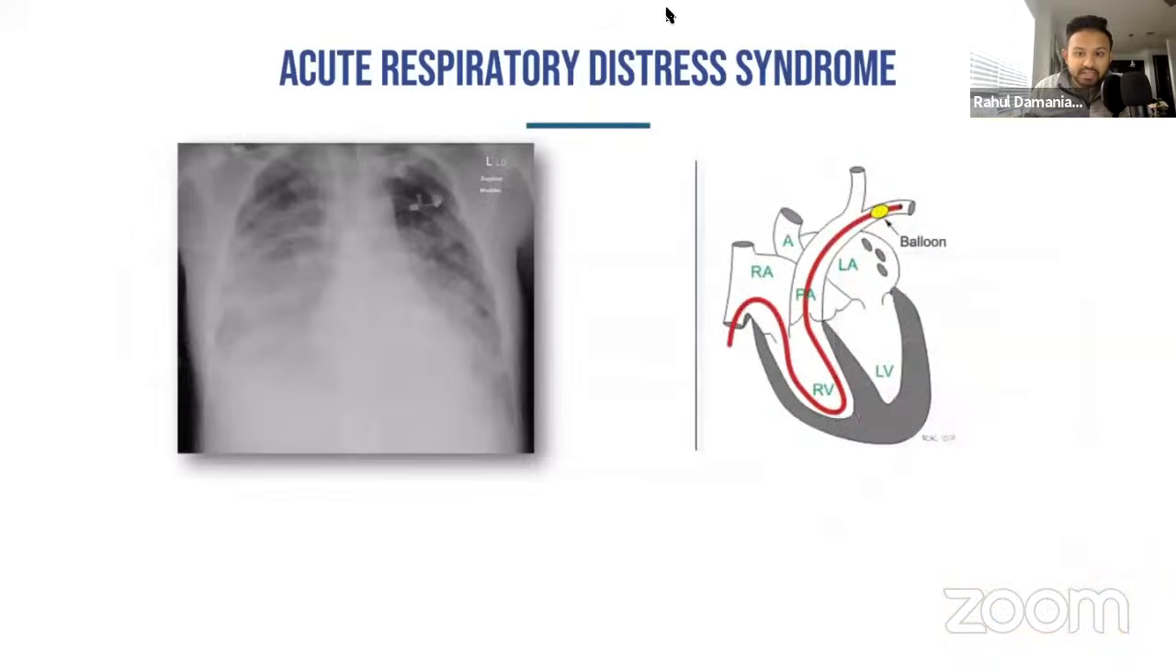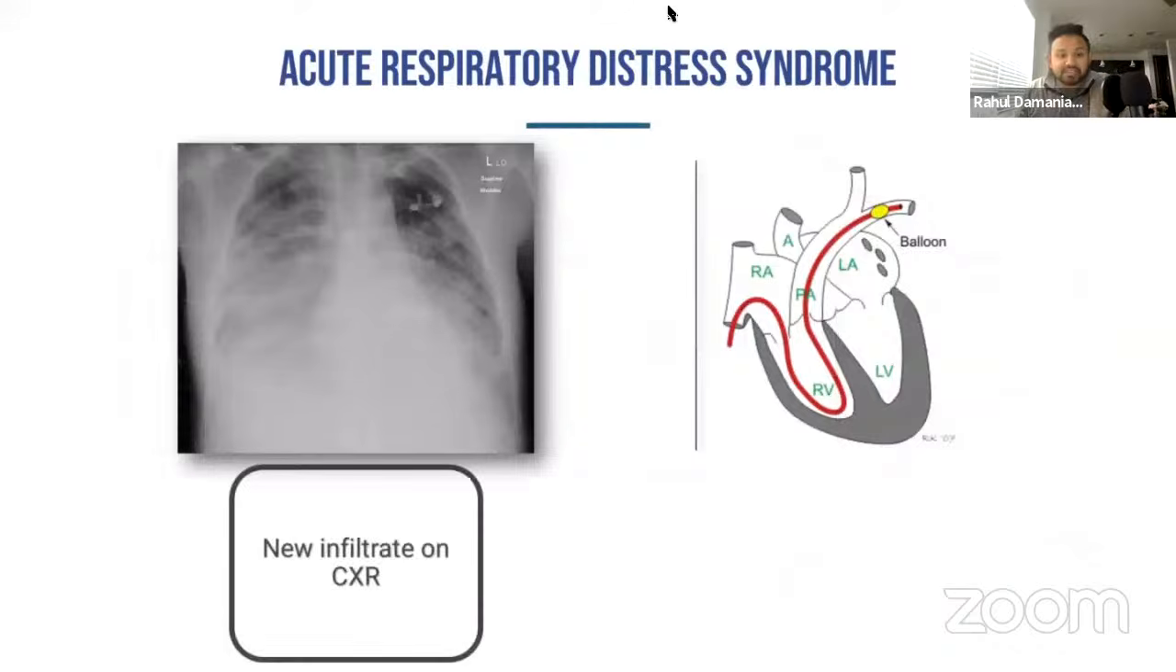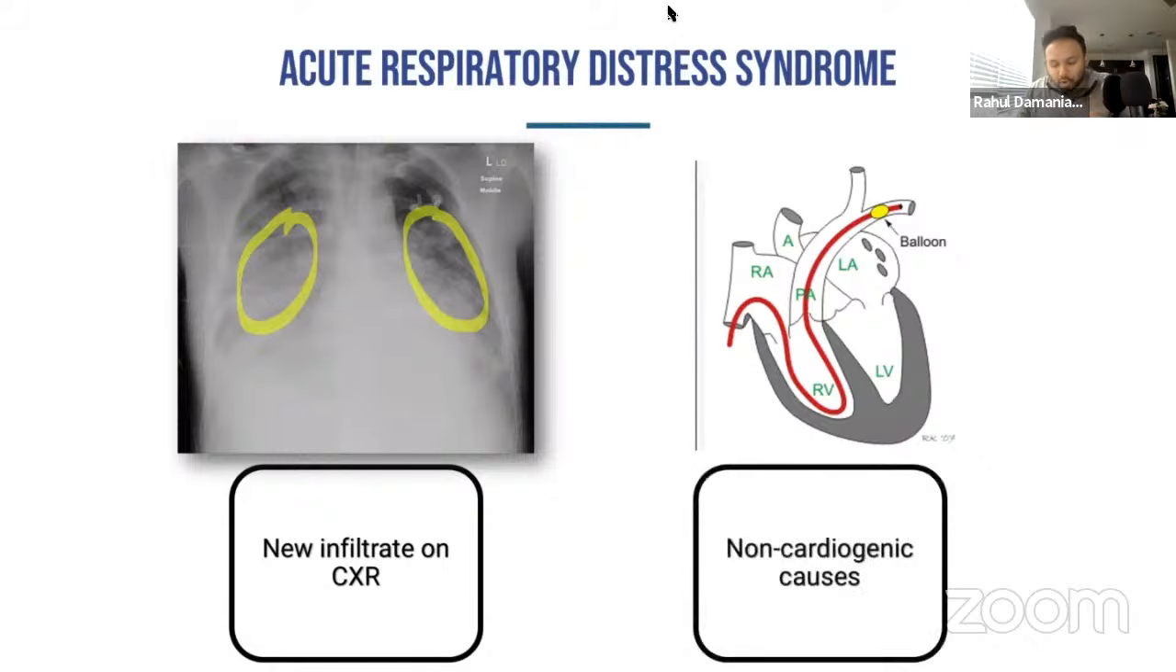So the key in ARDS is to have new infiltrates on chest x-ray, but when you see these bilateral infiltrates, you're going to be like, why can't that be due to heart failure? Well, if you're going to isolate ARDS as the diagnosis, you're going to be making sure that there are no cardiogenic causes. And so your LA pressure, your pulmonary capillary wedge pressure, is going to be normal in ARDS. Very high yield for us to know. And a normal pulmonary capillary wedge pressure is anything around less than 12 to 15.